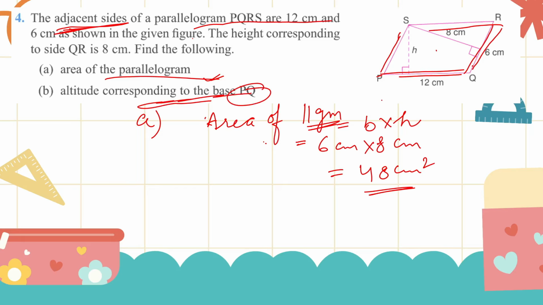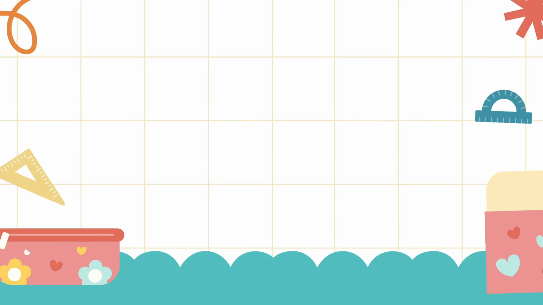Now if we see that the parallelogram is same, they have changed the base. The base is PQ, that is 12 centimeter, and we need to find the height. But the parallelogram is same, so we know that the area will be same. If one parallelogram is given, in any condition the area will remain same. Area means the whole part covered by this diagram.